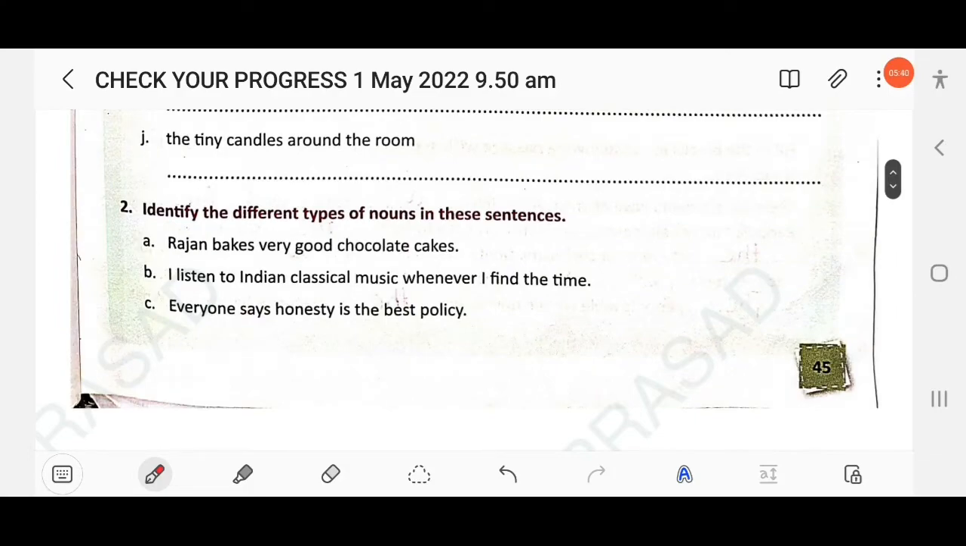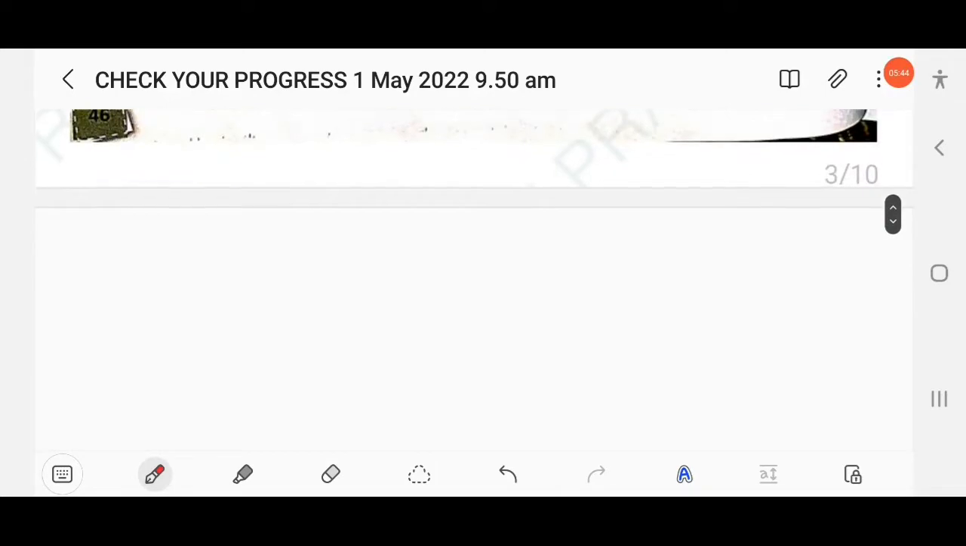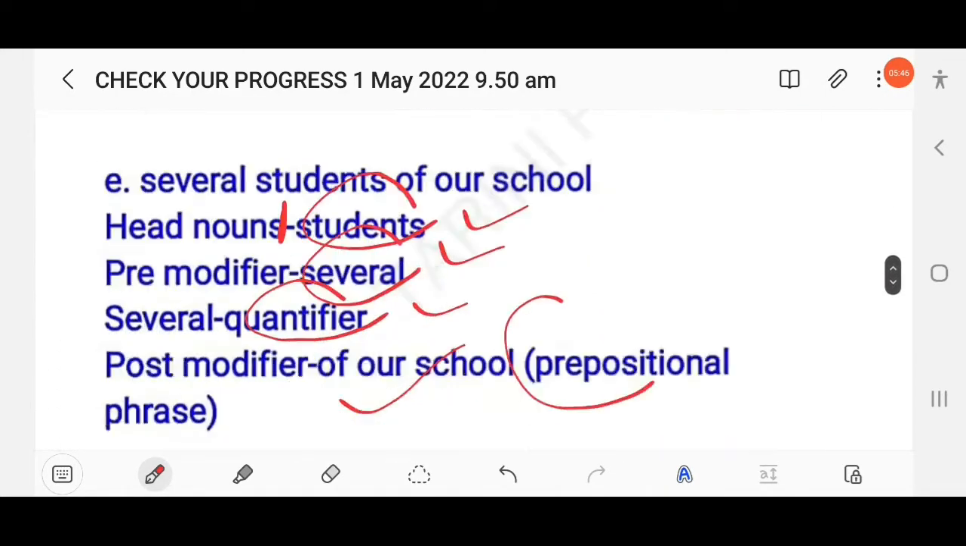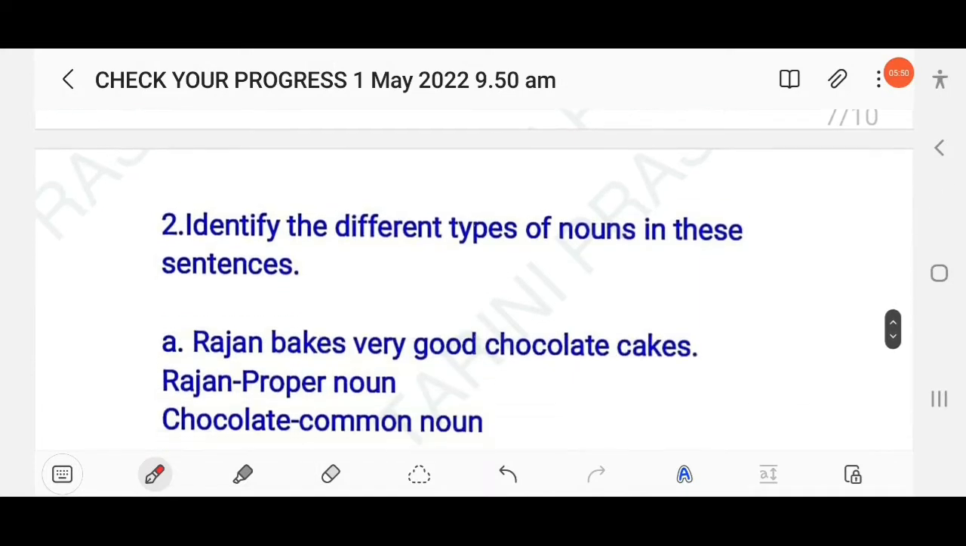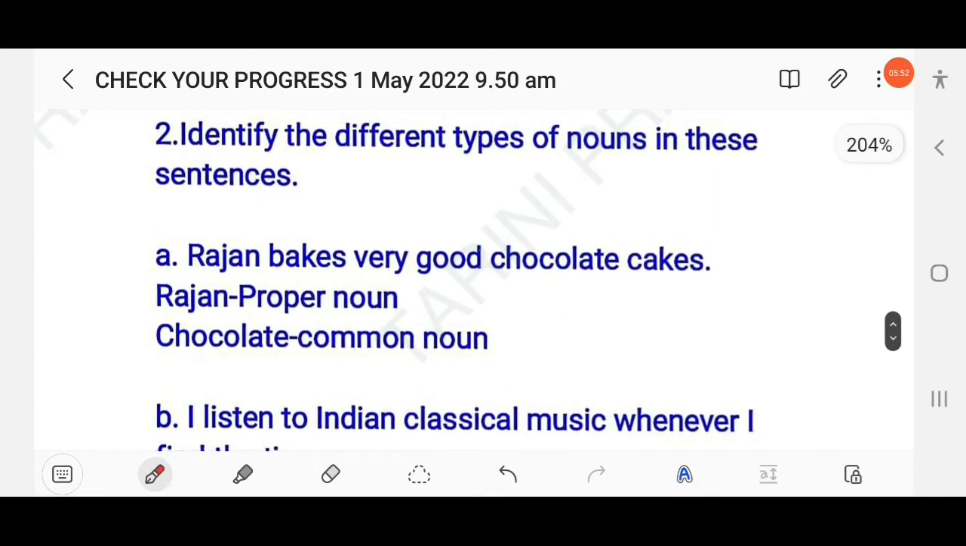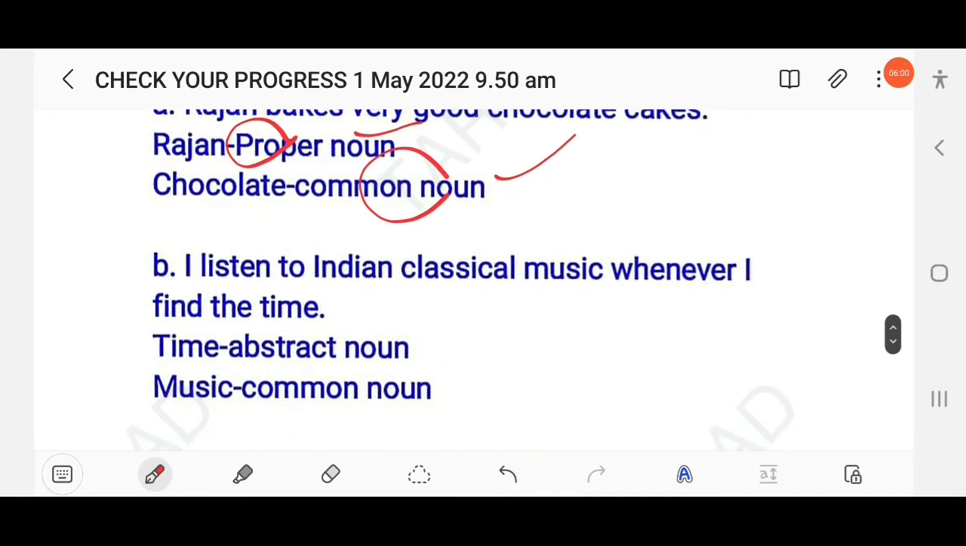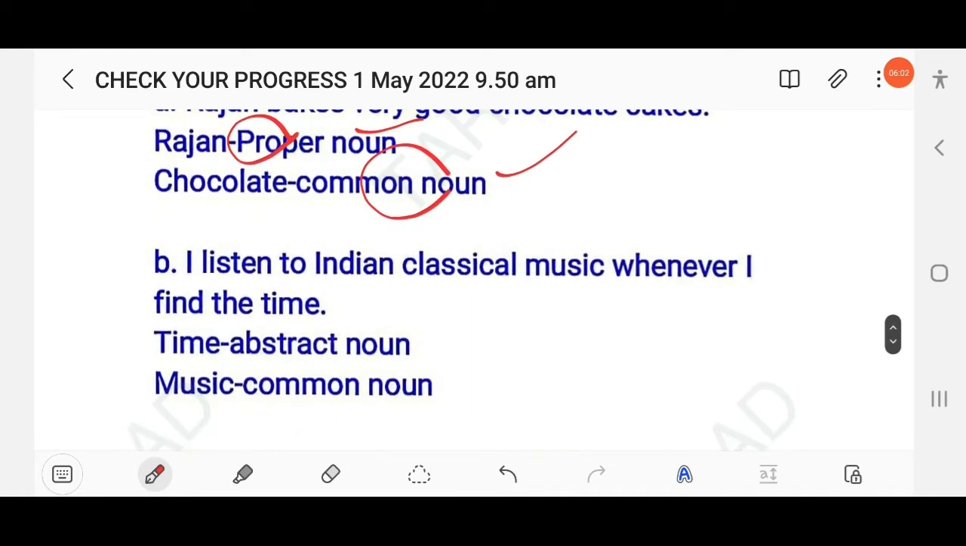Then next, identify the different types of nouns in these sentences. Ranjan bakes very good chocolate cakes. Here Ranjan is a proper noun, and chocolate is a common noun. Then next, I listen to Indian classical music whenever I find the time. Here time is an abstract noun, and music is a common noun.